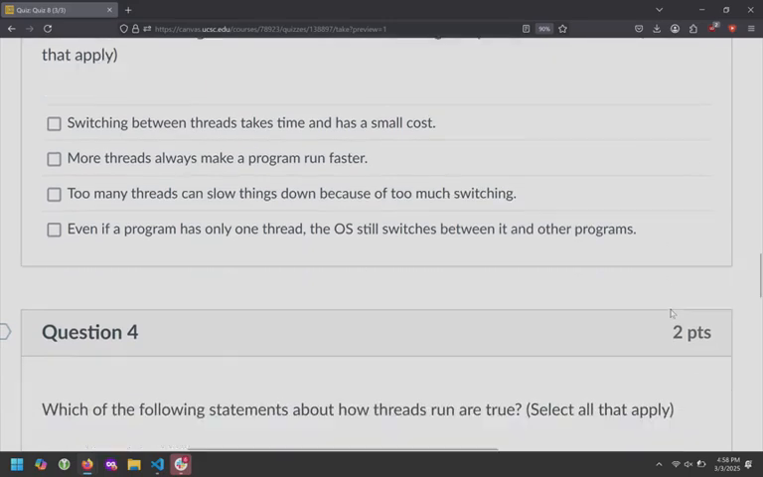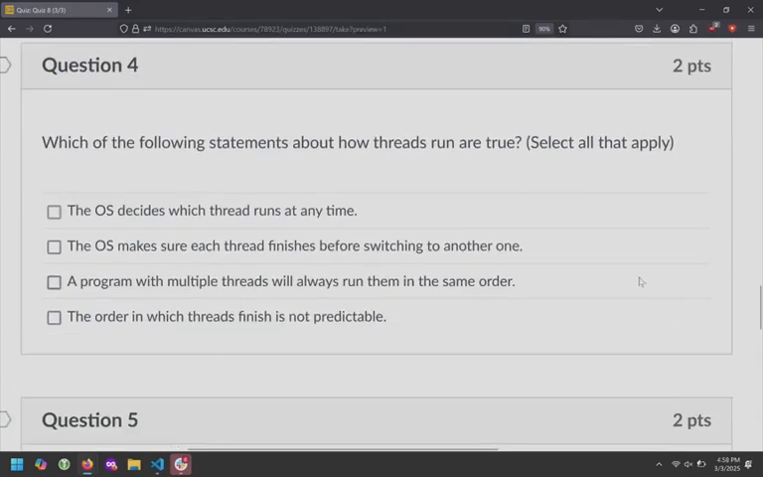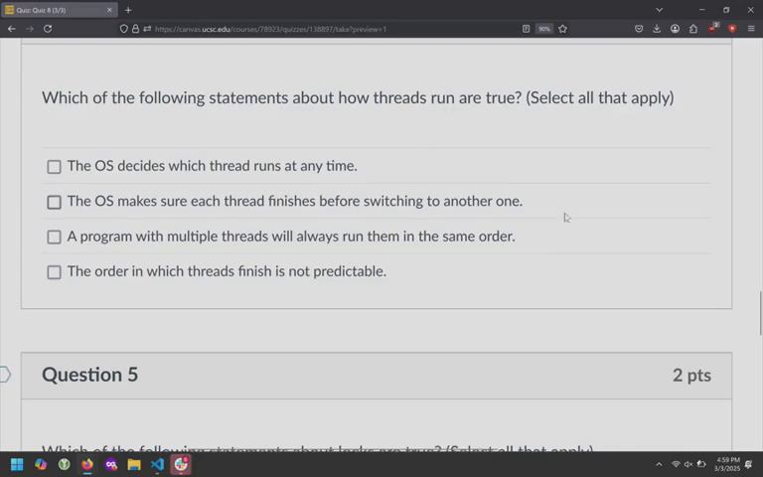Yeah, okay. Which of the following statements about how threads run are true? Okay, the operating system decides which threads run at any time. Yes, okay. The operating system makes sure each thread finishes before switching to another thread. Yeah, no, okay. When will the operating system switch to another thread?